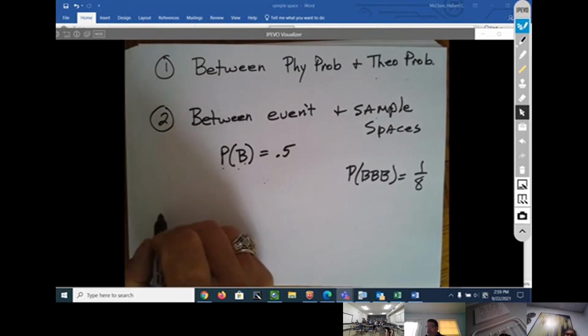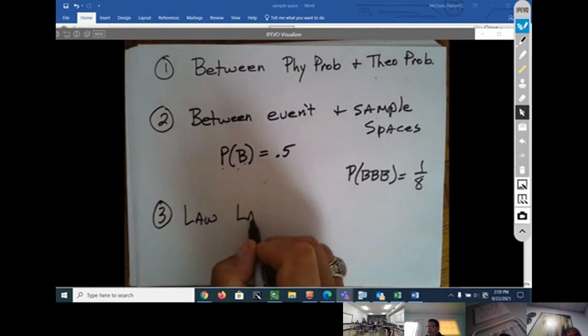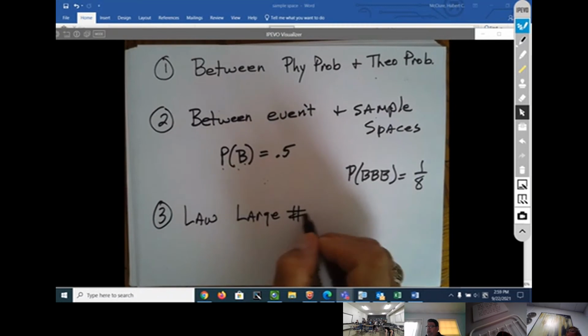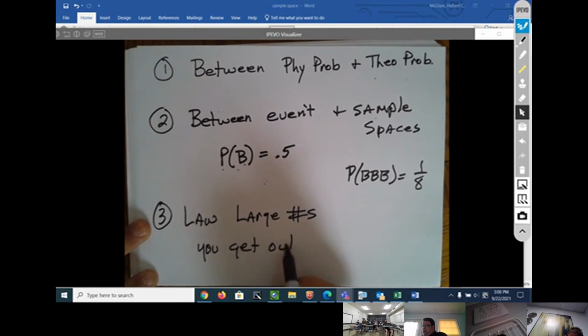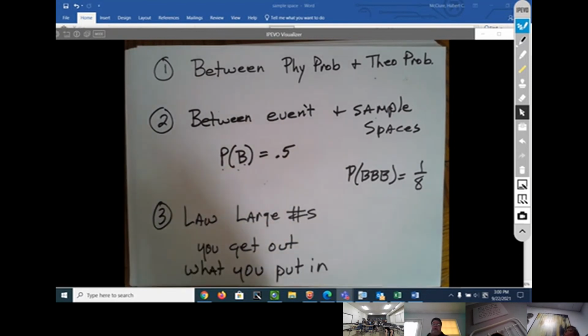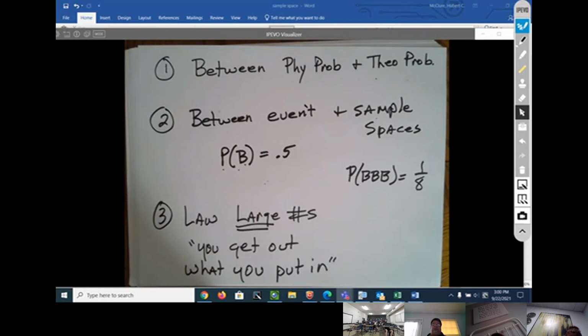And you got to know the law of large numbers. Which means you get out what you put in. If you do not put in a lot of work to your research and get a lot of surveys or a lot of samples, then your research is going to suck. Your statistics will suck.